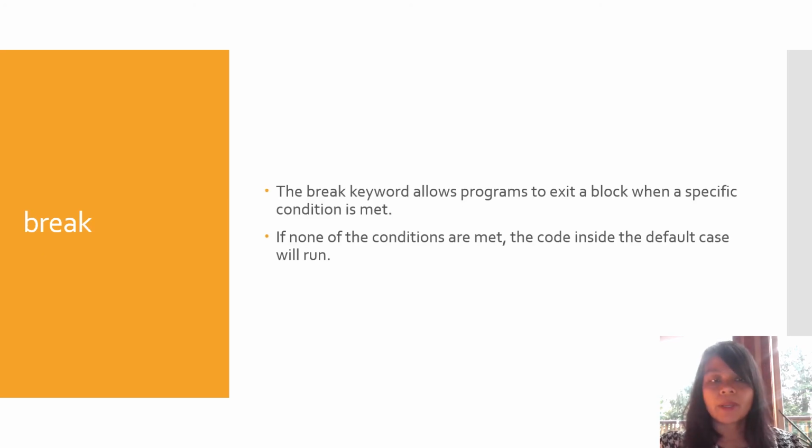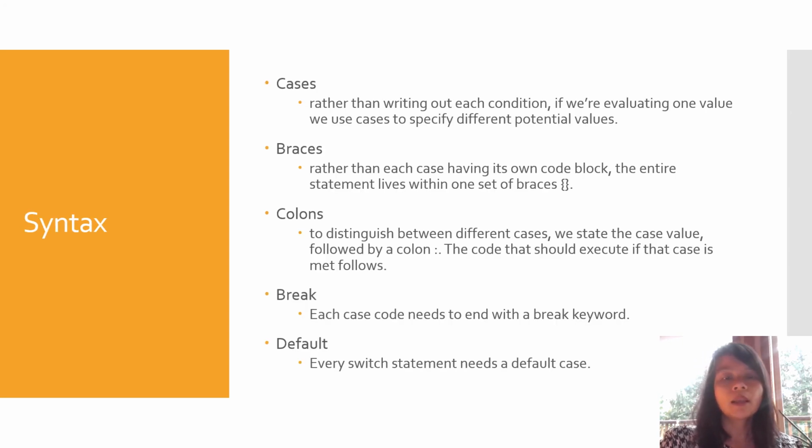I want to talk a little bit about break. The break keyword that we just looked at allows the program to exit a block when a specific condition is met. So case it's blue, print the color is blue, and then you're done. You want to exit that block. If none of the conditions are met, the code inside the default case will run. So if it's not red, not blue, not green, then the default is what it's going to read and do.